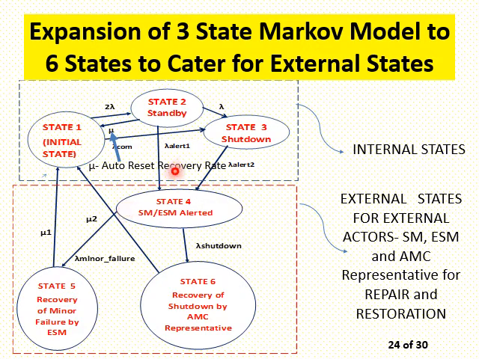The only thing is that these failure rates have to be correct. Like lambda alert 1 is one alert rate, and lambda alert 2 is another alert rate, then lambda minor failure, lambda shutdown, and then recovery, mu1 and mu2. So in this way, we can model the external state. The main thing is, the accuracy depends on the failure rates and the recovery rates.